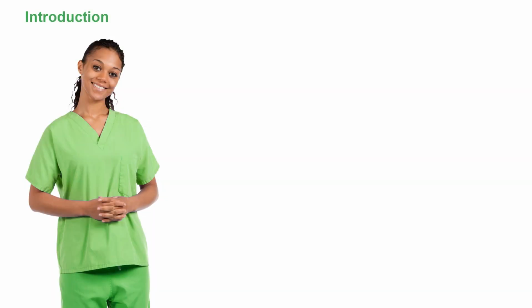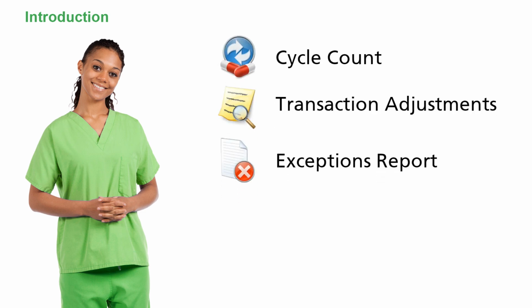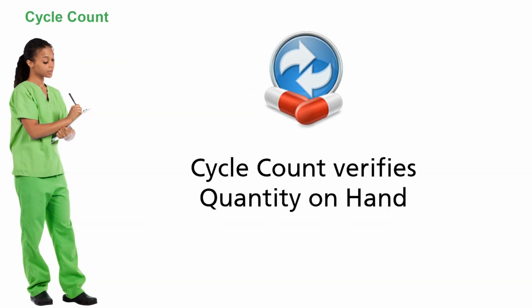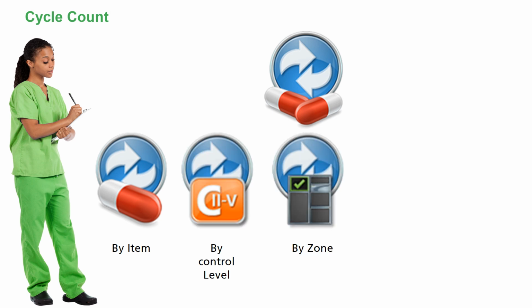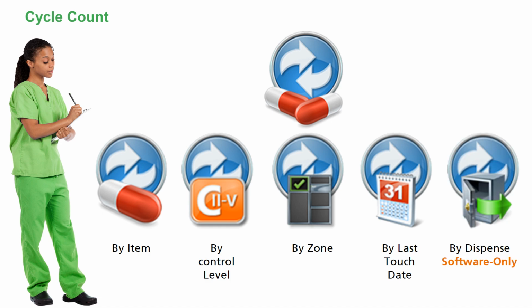In this section, we will cover inventory management processes available in CSM, including cycle count, transaction adjustments, using the exceptions report, expiring items, and manual waste. Cycle counting CSM items at regular intervals verifies the quantity on hand. Items can be counted by item, by control level, by zone, or by last touch date. If you are using CSM software only, you can also count items by dispense.